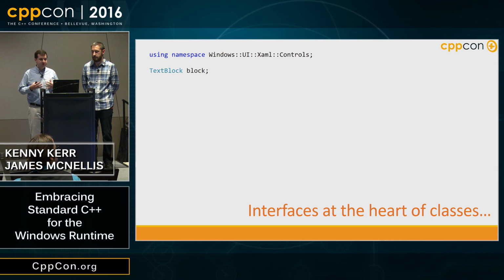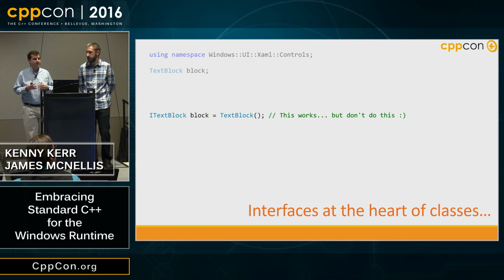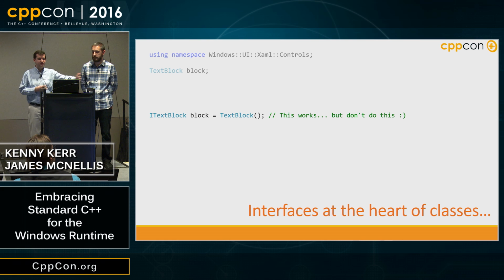So interfaces are also at the heart of all these classes. As we said, there's no text block type at the ABI layer. There's no physical text block type that you can talk about. It's basically just a collection of interfaces. So for example, if we have a text block object, we can actually assign it to an iTextBlock, and this will refer to the iTextBlock parts of the text block. Now you actually wouldn't want to do this, and the reason is that text block implements other interfaces, and so when you do this, you still have the whole text block object, but you can only call iTextBlock functions on it, and you would have to cast it to another type in order to call functions from another interface.